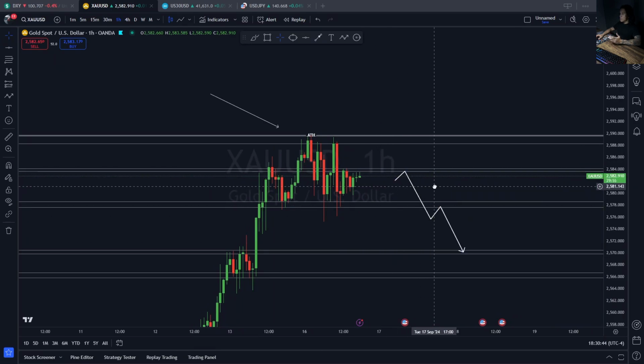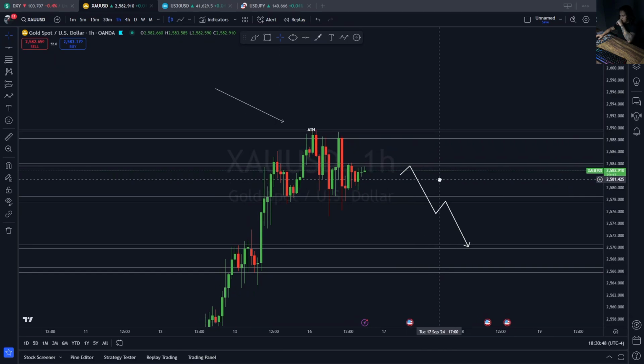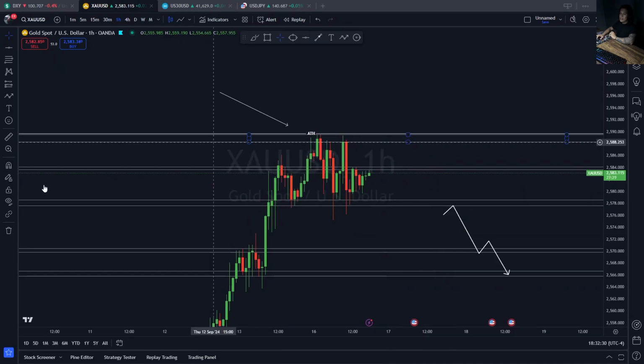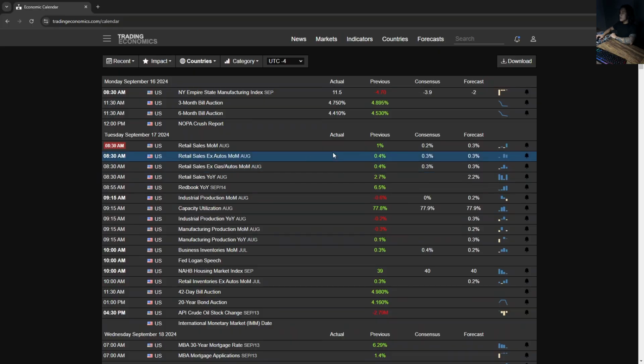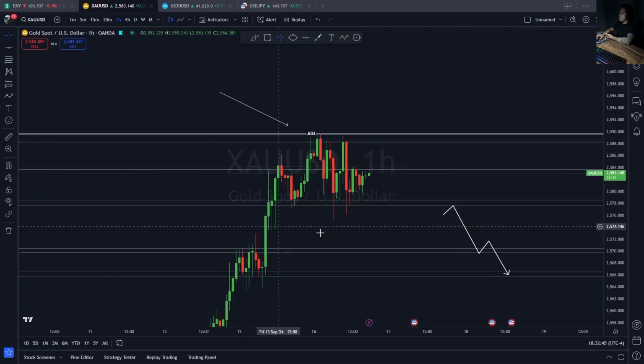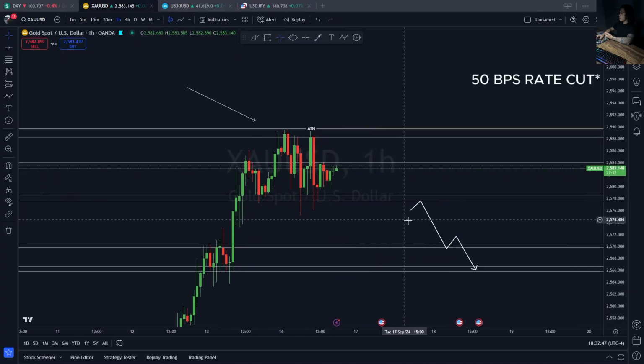How can this happen? What is going to help us do a deeper pullback, right? I would say with the retail sales that we have tomorrow, let's say the data comes out super bad. We get some negative figures. All of the retail sales come out below the consensus, below the forecast. Then that's going to push more of that narrative that the Fed could do a 50 basis point rate hike, or excuse me, a 50 basis point rate cut.